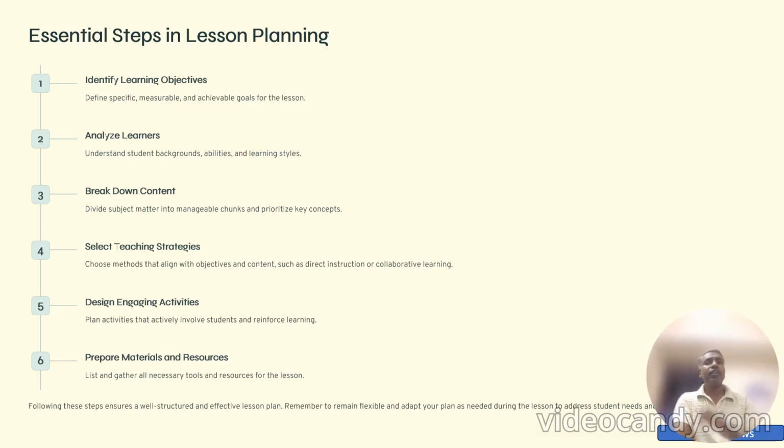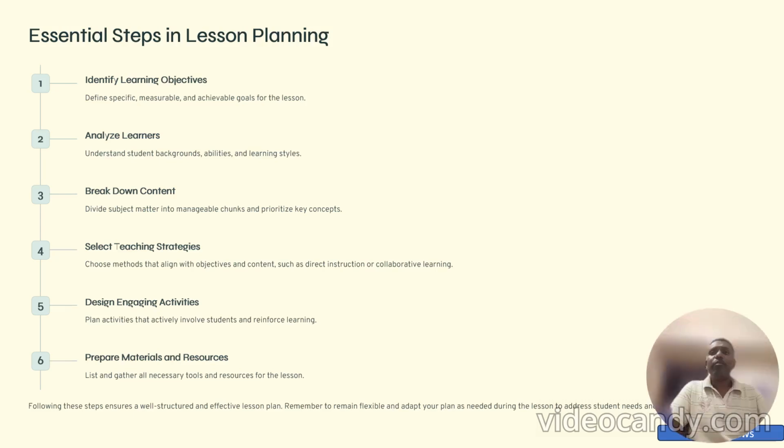For the identification of learning objectives, we follow a SMART approach, such as specific, measurable, achievable, relevant, and time bound.